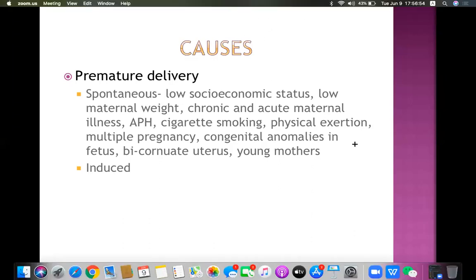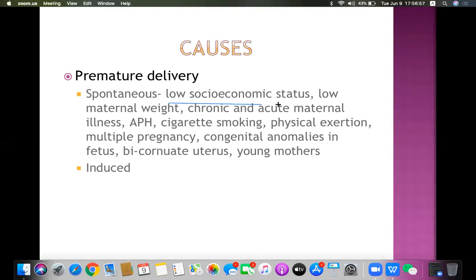preterm delivery. It can be because of low socioeconomic status. There are so many problems in low socioeconomic status ladies. Low maternal weight: if somebody's weight is less than 35 kg at the time of pregnancy, there is a very high chance they will give premature birth. Chronic and acute maternal illness, any type, like tuberculosis, heart disease, kidney disease, liver disease, any example you can take. Antepartum hemorrhage, APH, is antepartum hemorrhage.